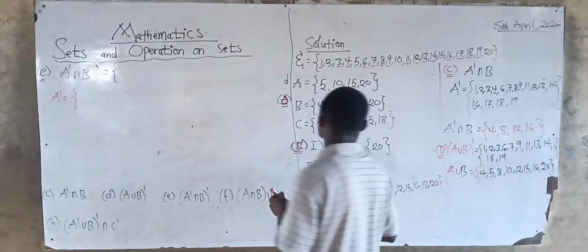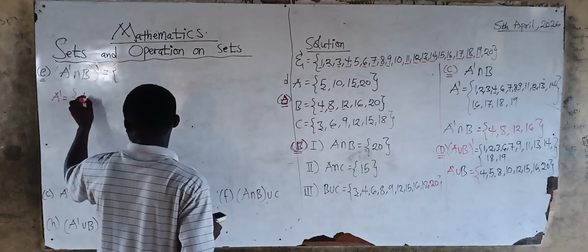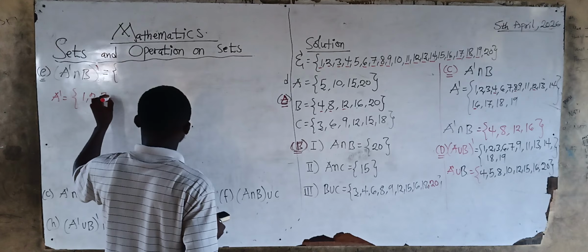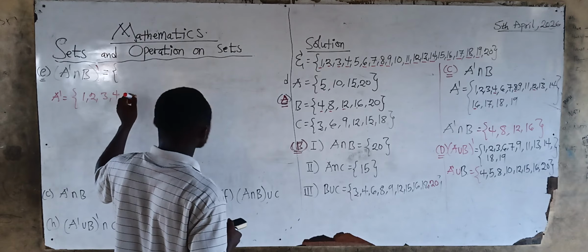Very good. So let's list them down. We have 1, 2, 3, 4. We have what again?